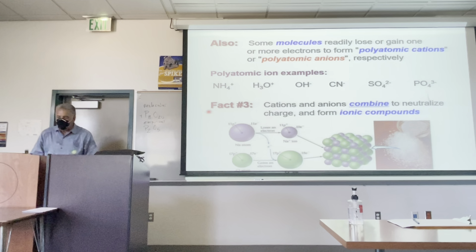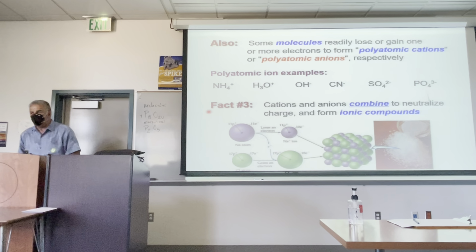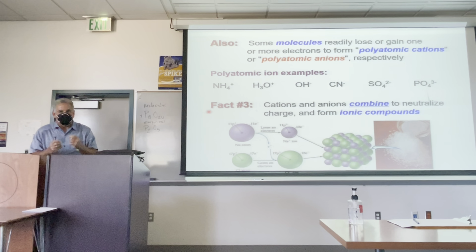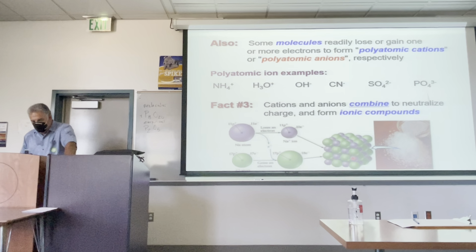Fact 3, cations and anions combine to neutralize charge. There's the key. Neutralize charge and form ionic compounds. So the electron is going from the cation to the anion, and that's what holds them together. And then they form this molecular body that we're going to look at, these ionic compounds.